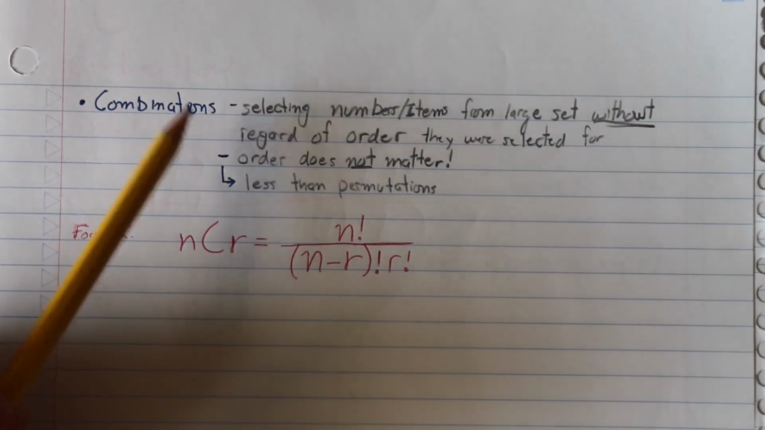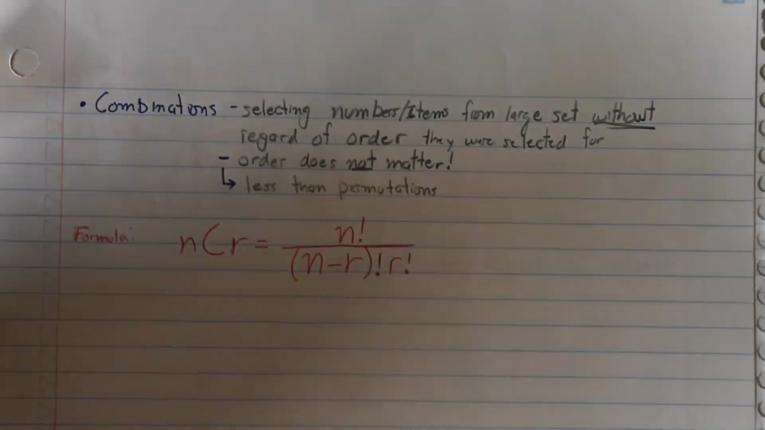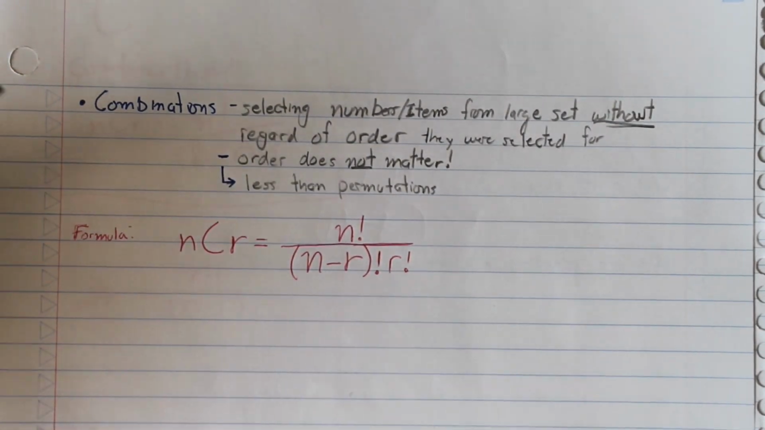Okay, so this is combinations. In combinations, we select numbers or items from a larger set without regard to the order in which they were selected.